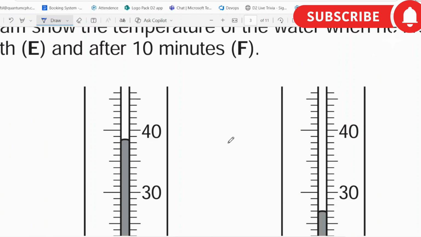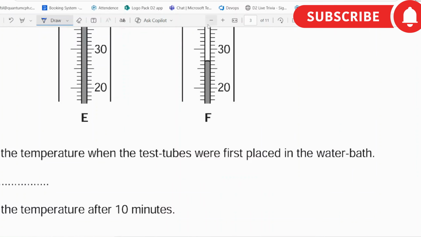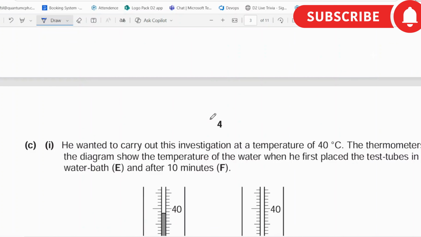38.5. And the second one is? Yes, I can. 27. So it's 38.5 and 27. And what are the units? You haven't mentioned the units. Degree Celsius. Okay.